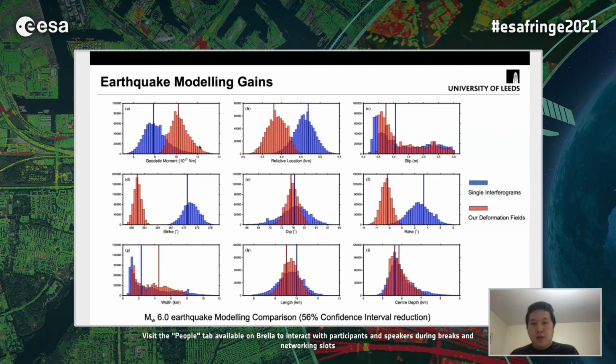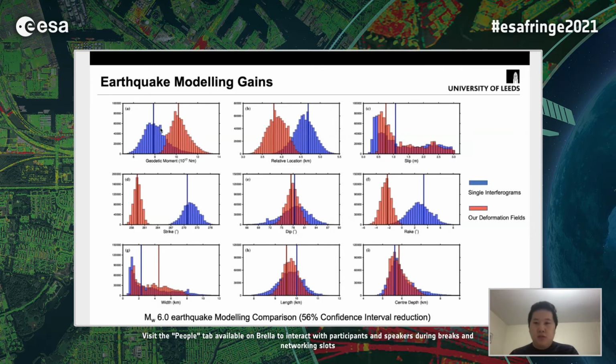We use the GBIS software to do earthquake modeling, which is implemented by a Bayesian approach, providing not only the optimal solution, but also the posterior distribution of the solving results. Here shows the modeling output of the 6.0 earthquake, for example. The blue solid line and the bins represent the optimal solution and the posterior distribution from the single interferogram, while the red ones are from our reconstructed deformation fields.